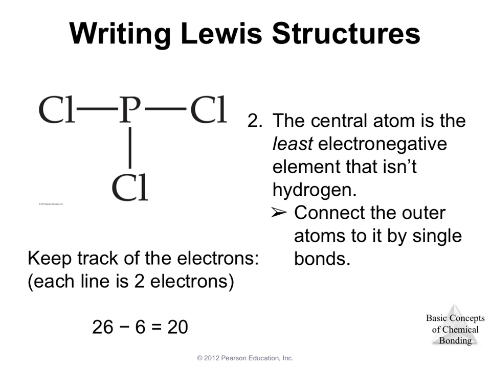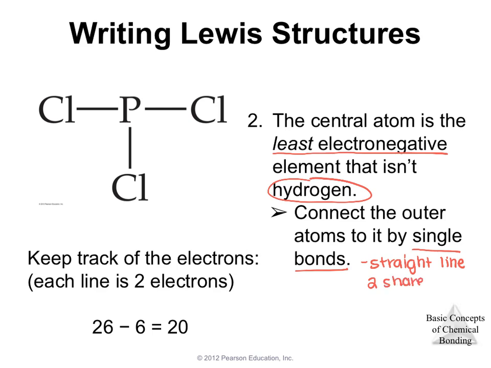So when we draw this, we're going to put the central atom as the least electronegative. So this is the element that doesn't want the electrons as much as the other elements. It will never be hydrogen. So hydrogen can never be a central atom. It'll always be one of the outer. And then we're going to connect that central atom by single bonds. A single bond is just a straight line, and it represents 2 shared electrons.